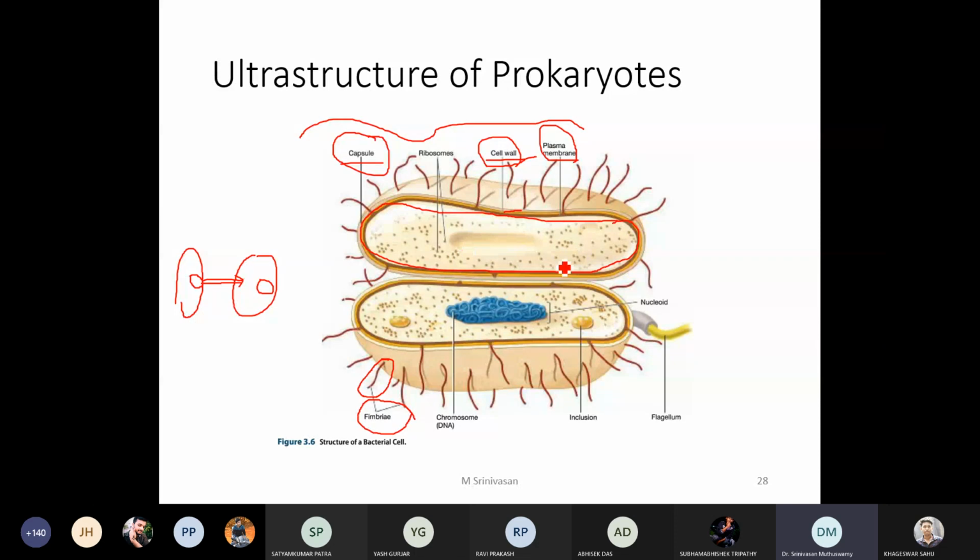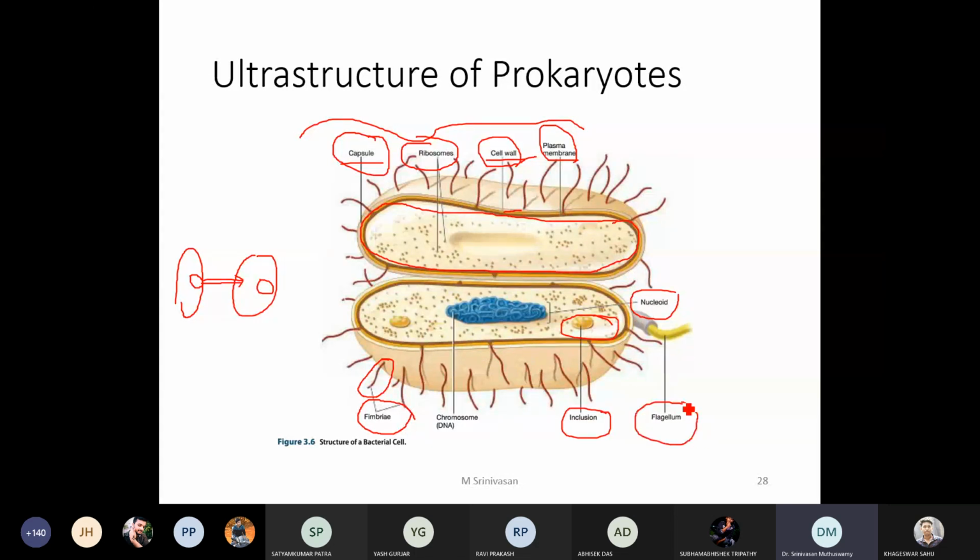This area is entirely called the cytoplasm, where we find the nucleoid, the DNA-containing part of the bacteria. Otherwise, we have ribosomes in the cytoplasm, and inclusion bodies. These inclusion bodies are small granule-like structures. Excess protein or lipids they will store in the form of inclusion bodies. These are some of the very essential and important organelles we can see in the bacteria.